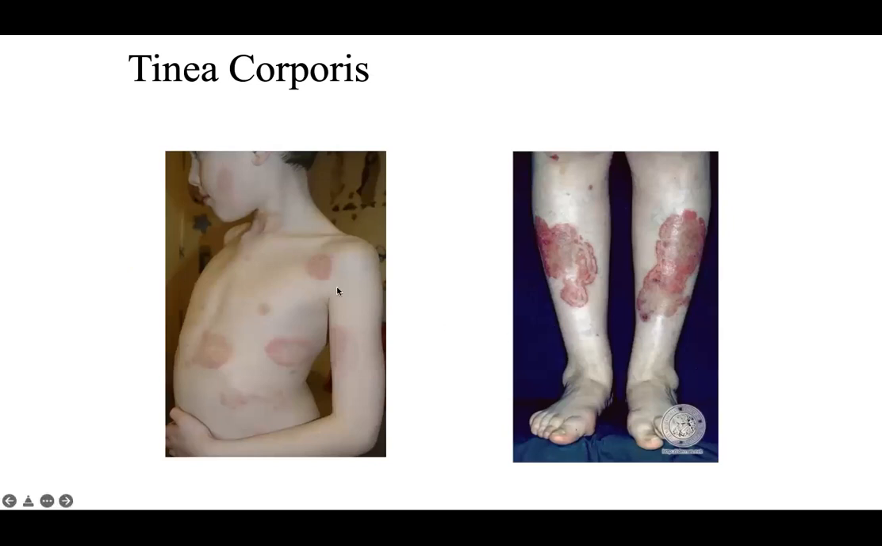You'll see scale usually on the edge, the leading edge of the plaque itself, where the fungus is just growing and spreading out. Now, this is an annular configuration, and there are many different things that can give you annular configurations. Clinically, sometimes it can be difficult to tell if you're dealing with a nummular dermatitis or a tinea or even an annular or figurate erythema.